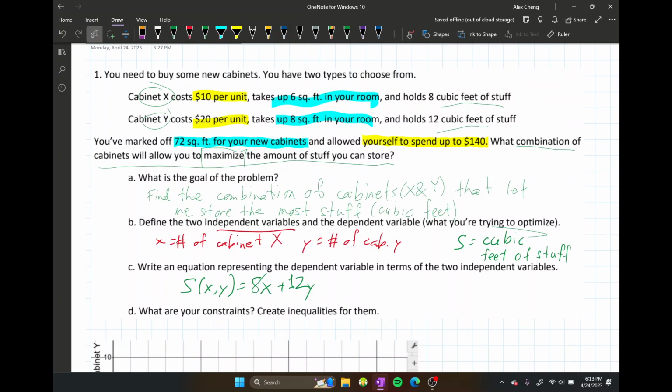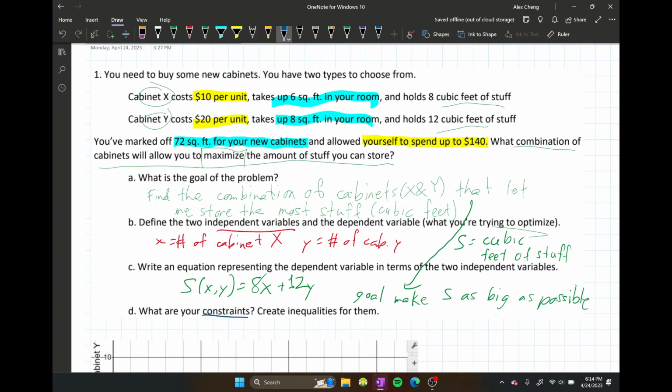So our goal, again, coming back from this step up here, is to make S as big as possible. But you might think, okay, well, I'll just buy thousands and thousands of cabinet x's and y's, but we can't actually do that because there are some constraints. So let's write that in blue. Sure, we'll do blue. So what are our constraints?